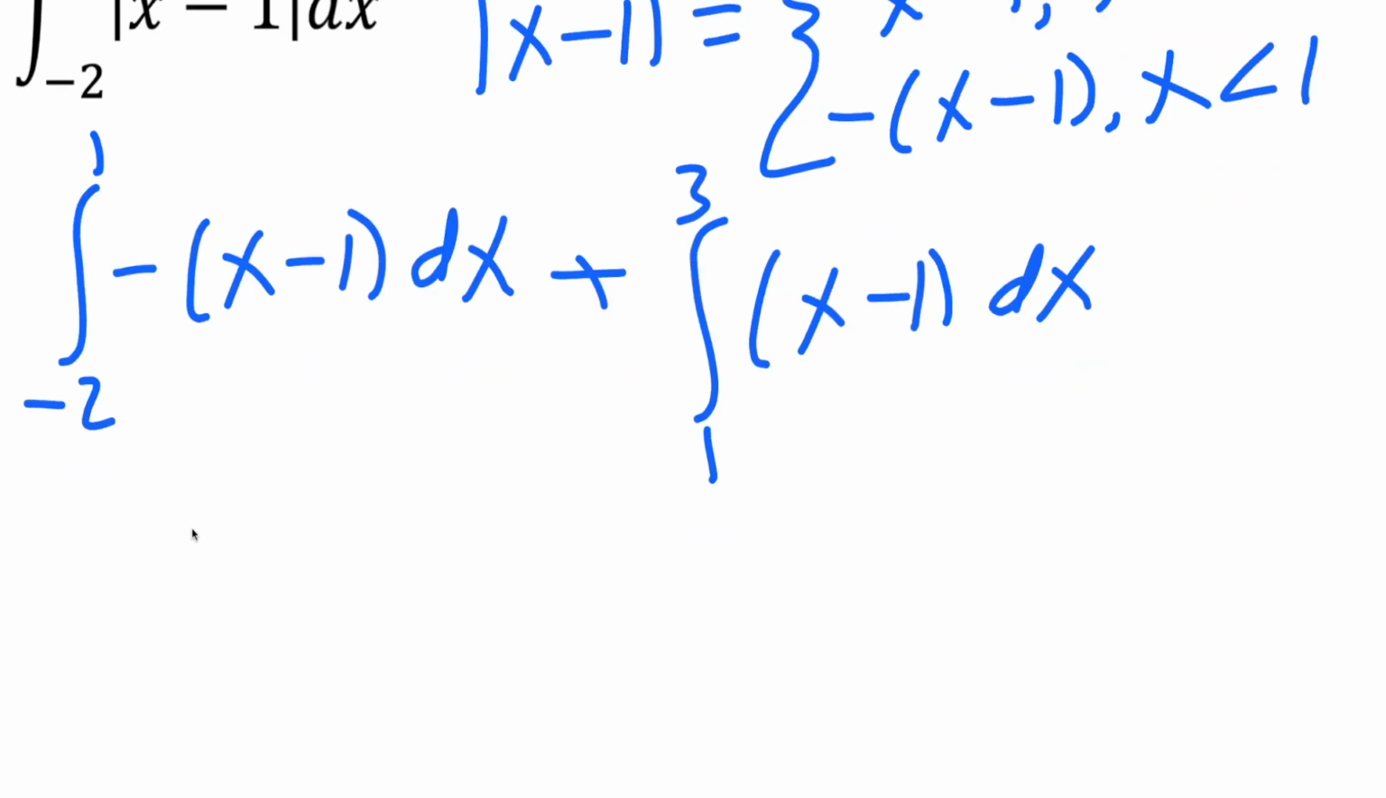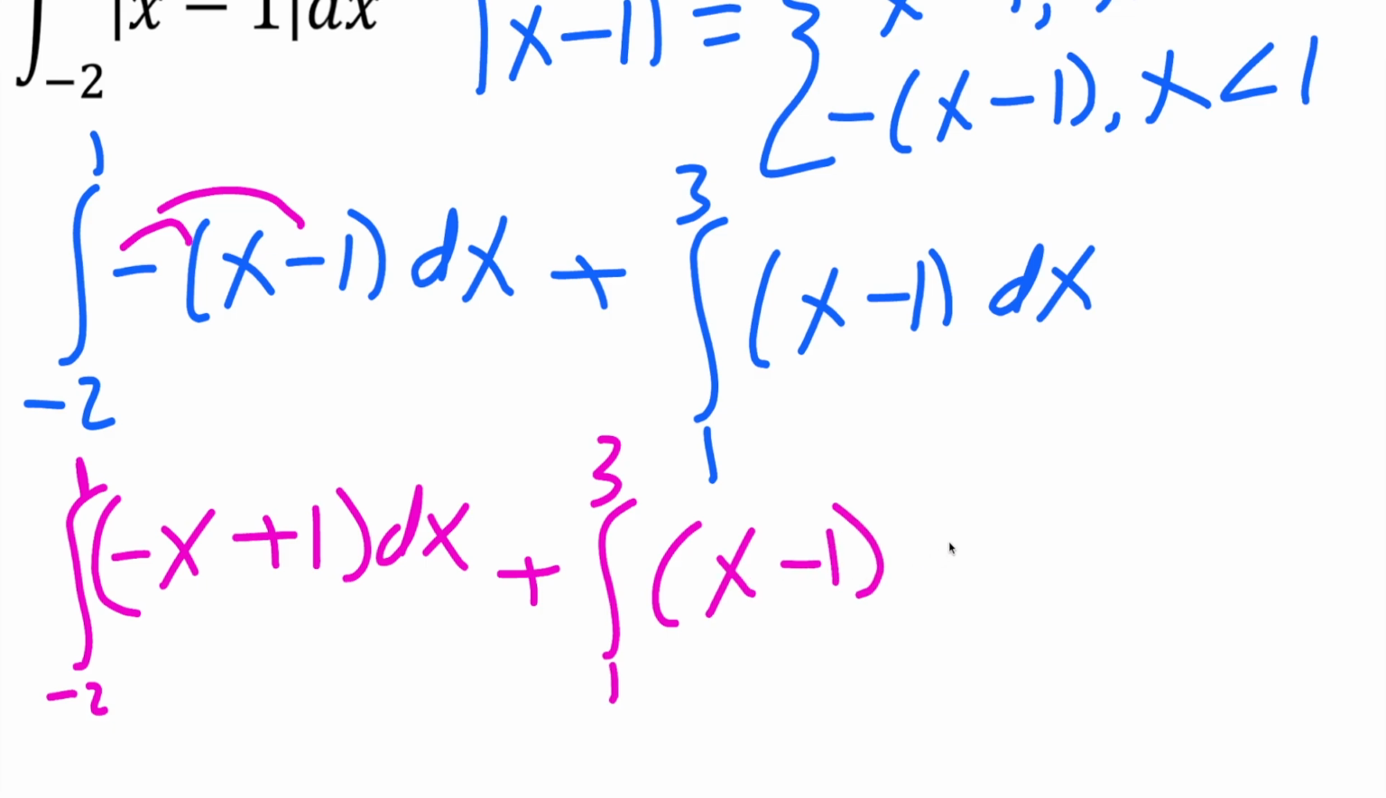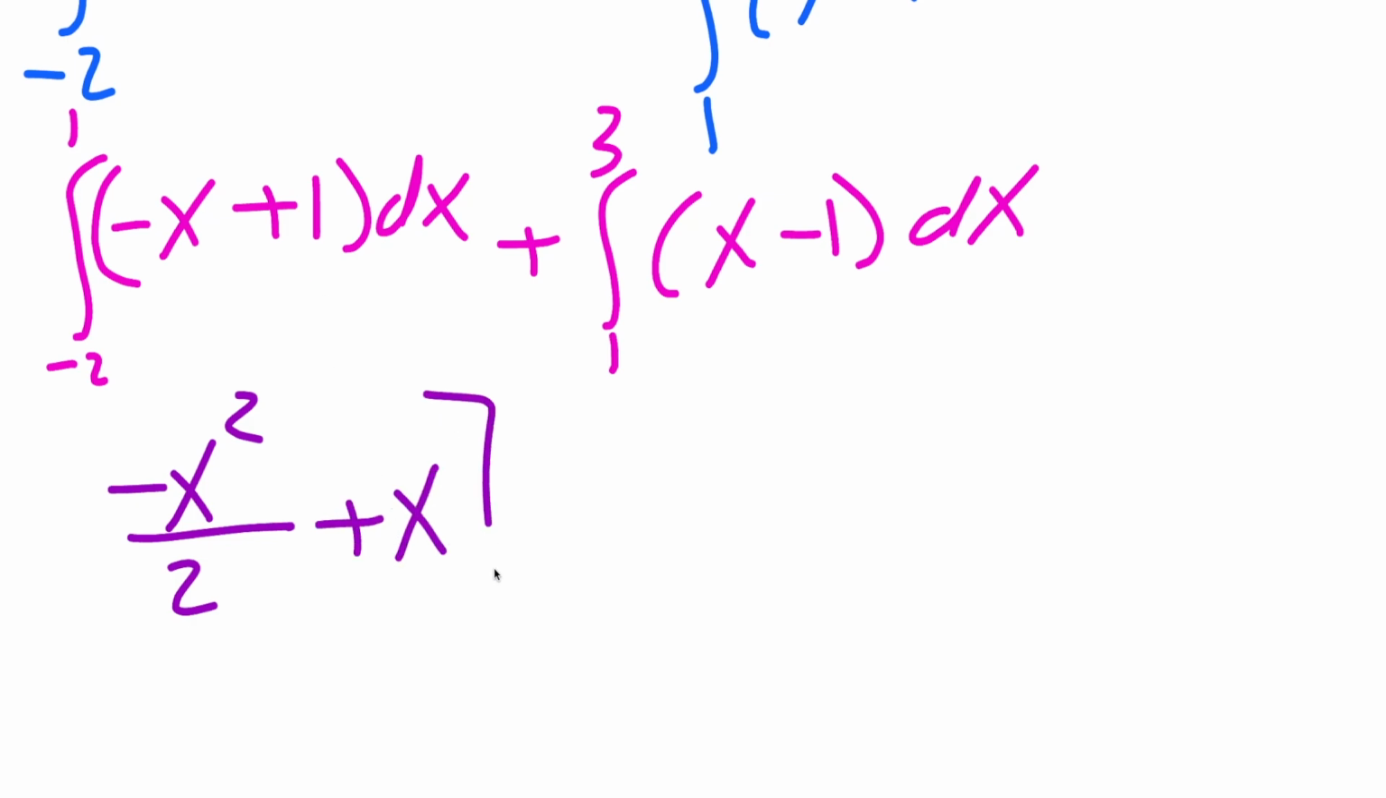So now we can clean this up a little bit. This piece would be negative 2 to 1. We can distribute this negative to both pieces, so we'll get negative x plus 1 parentheses dx. The other piece will remain the same, parentheses x minus 1, close parentheses dx. So now we need to take the integral of each piece. The integral of negative x would give us negative x raised to 2 divided by 2, and then our 1 would be just a positive x, bounded by negative 2 and 1.